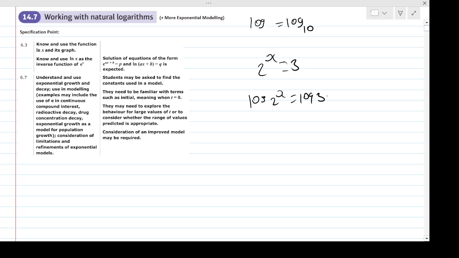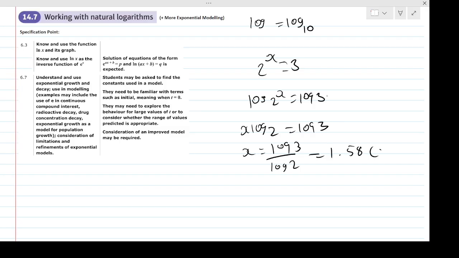And so then if we proceed to solve it, we could just move the power x in front. So then x log 2 is equal to log 3. And therefore x is log 3 divided by log 2. And that would be 1.58 to 2 decimal places, right? So we still have to do that by taking logs.